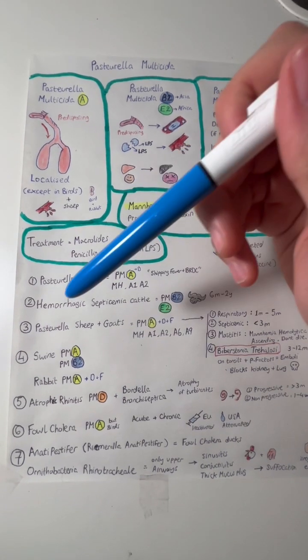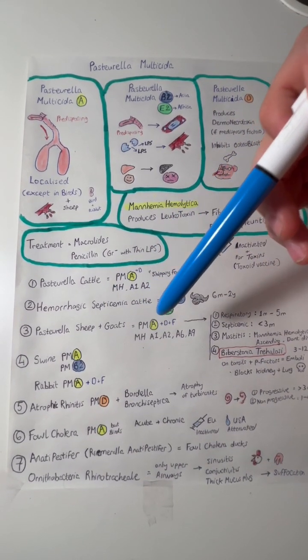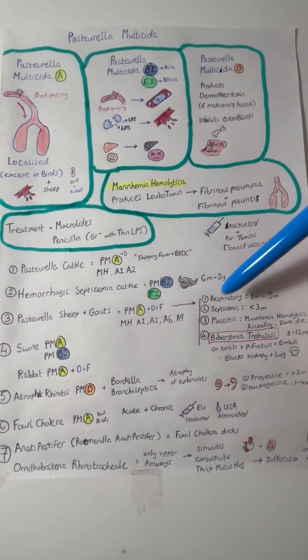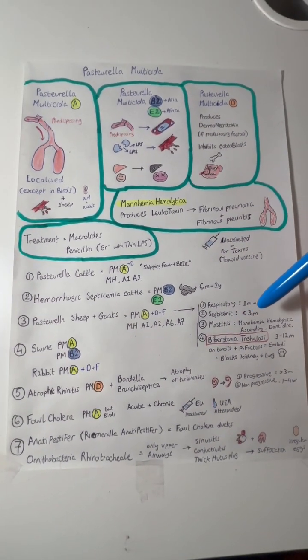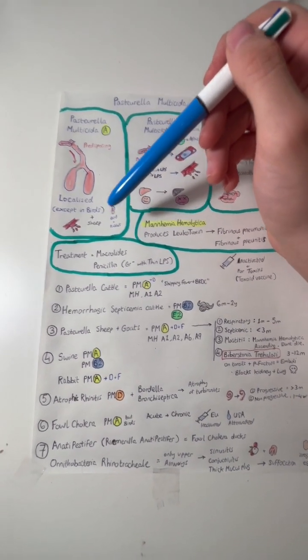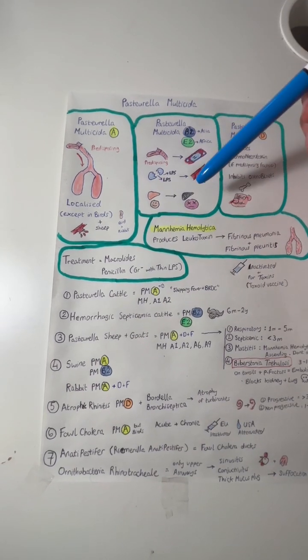For Pasteurella multocida of sheep and goats, we have Pasteurella multocida A, and also mentioned D and F, but we're only talking about A. In this topic, you need to talk about the respiratory form and the septicemic form. In the respiratory form, it's the exact same as this, Pasteurella multocida A. However, as we mentioned previously, sheep can also get the hemorrhagic form of Pasteurella multocida A.